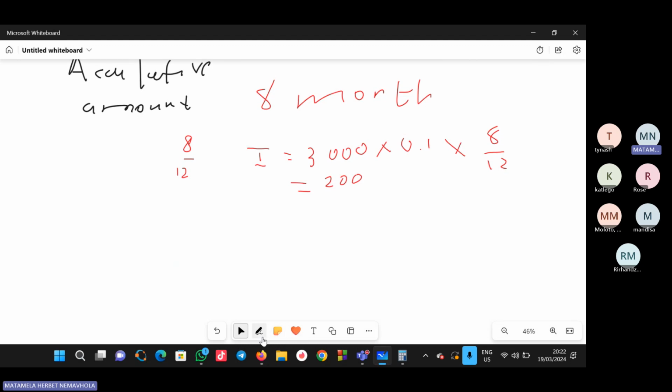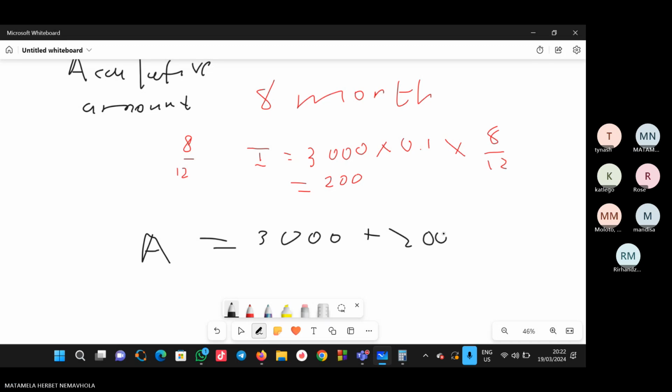We get 200 there. So because we got 200, now you can see if you want to calculate your accumulative amount. Sometimes after calculating, there is no need. You can just say accumulative amount is 3,000 plus what? Plus 200. Then you go to your accumulative amount, or you can use that formula there. Then you're gonna get 3,200.